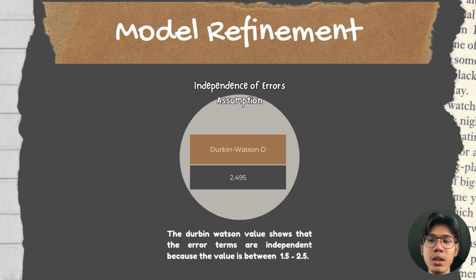For the model refinement, from the independence of error assumption in the model adequacy checking, the Durbin-Watson value is 1.395. So the value shows that it is not independent. So we need to use a transformation to correct model adequacy, which is by using first differences. After we use the first differences transformation, the value we get is 2.495. It is shown that the error term is independent since the value is between 1.5 and 2.5.